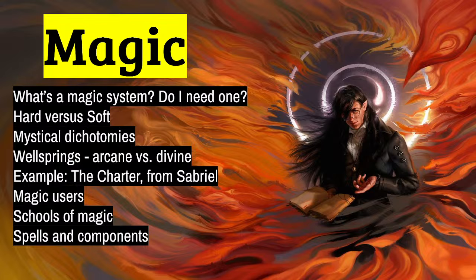Wellsprings refers to where the magic comes from. The basic delineation of wellsprings, at least in D&D terms, is arcane versus divine. I know for a fact there are many other systems, religions, and folk traditions that consider other wellsprings to be at the basis of this, but in the Western world, we can use this as a starting point. Divine means magic that comes from God or gods.